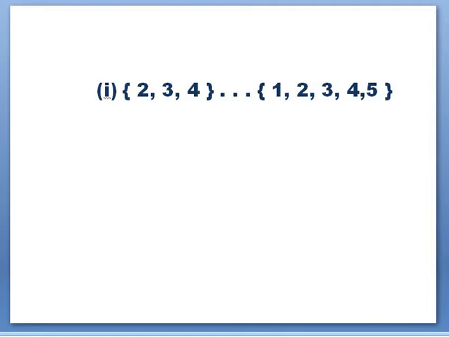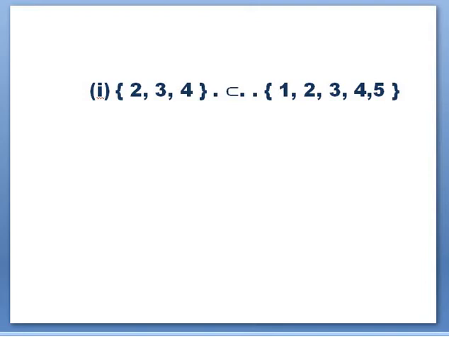See, for a subset you need two sets. Suppose you consider this example, the set containing the elements 2, 3, 4. Each element is an element of the second set also, 1, 2, 3, 4 and 5. But in the second set, there are some extra elements, for example, 1 and 5. So, from the definition of a subset, I can write that the set containing elements 2, 3, 4 is a subset of the second set containing elements 1, 2, 3, 4 and 5. Is it clear? Is it clear to you what the logic is behind finding whether a set is a subset or not?